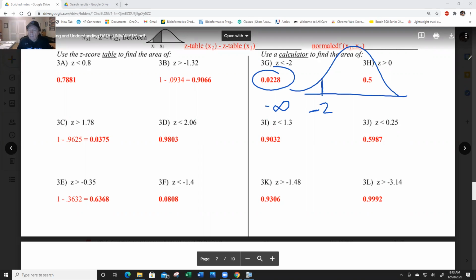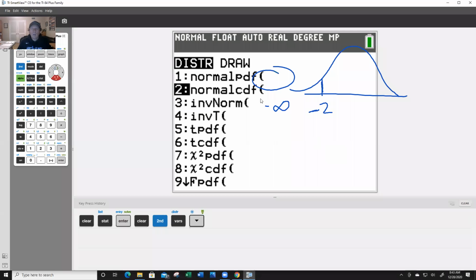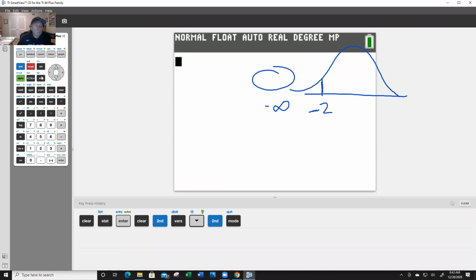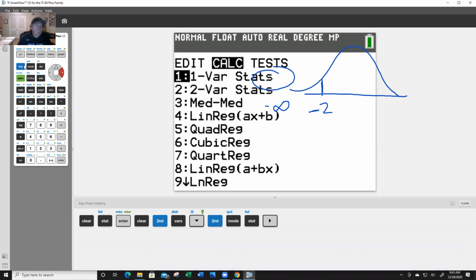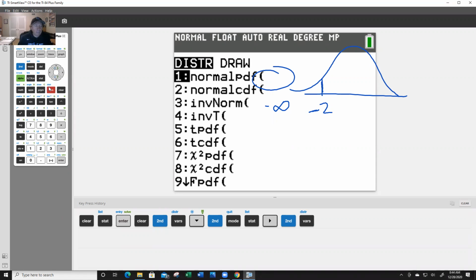Now I'm not going to type in negative infinity, because that's ridiculous. Negative 100 or 1,000 is fine. So I'm going to go lower bound, upper bound, negative 100, negative 2. Okay, so let me go to my calculator. Maybe I can leave that on there so you can see it. Okay, here's the calculator. Yeah, that'll work. So let me go back to second quit. I'm going to go stat, calc. Oops, I'm sorry. Second distribution.